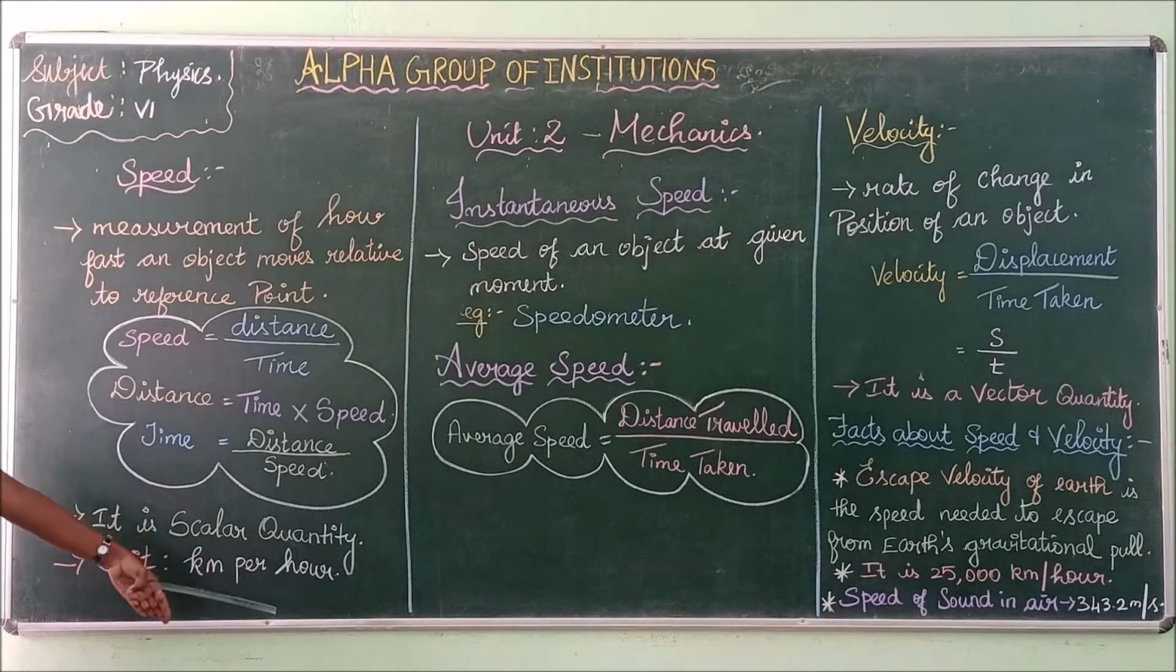Kilometer per hour. As the formula is distance by time, the unit for distance is kilometer, unit for time is hour.